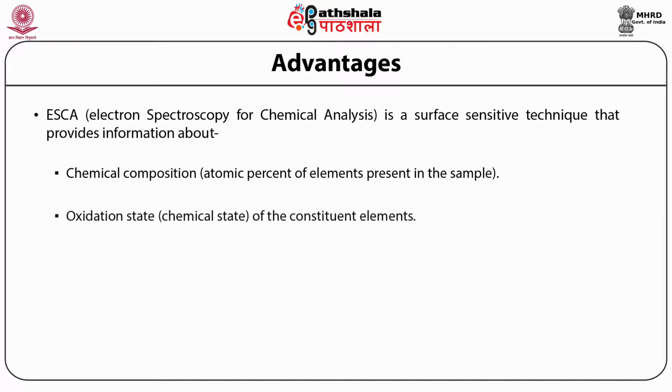Second, the oxidation state, that is, the chemical state of the constituent elements, can be measured with the help of this. And thirdly, it talks about the valence band structure of the surface, meaning the density of occupied electronic states. When we talk about valence band structures, we can even get the density of occupied electronic states, which is a very useful parameter.